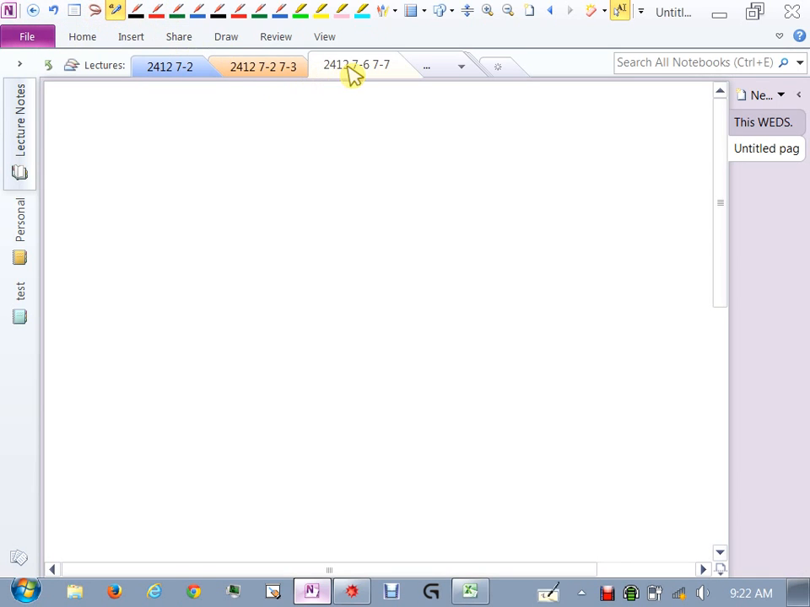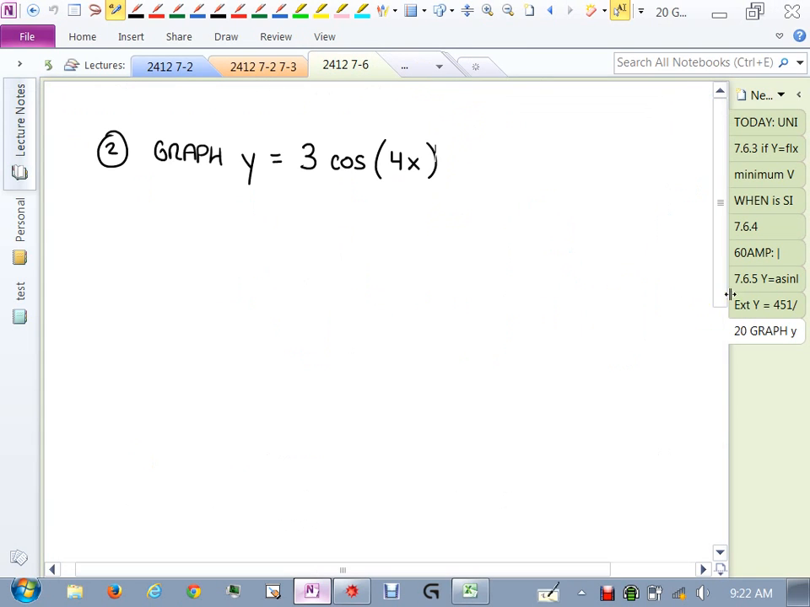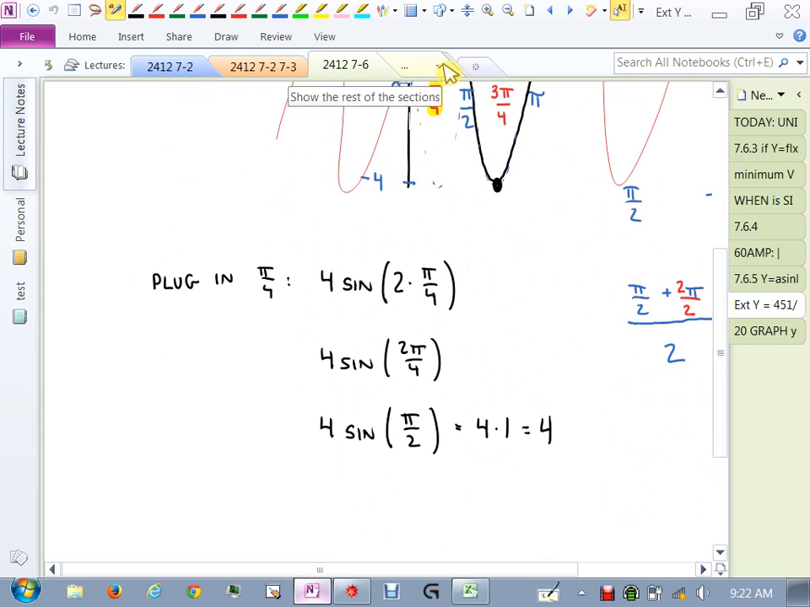I would like for us to, what example am I on here? This would be example 3. I think I did 2 last class. Okay, I only did 1, so this will be example 2.